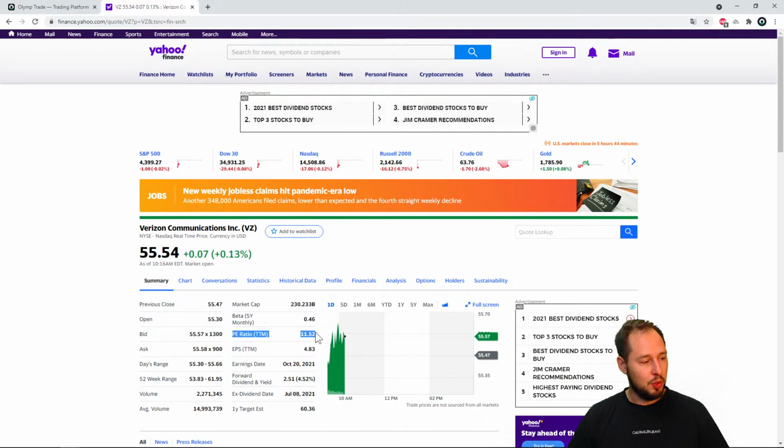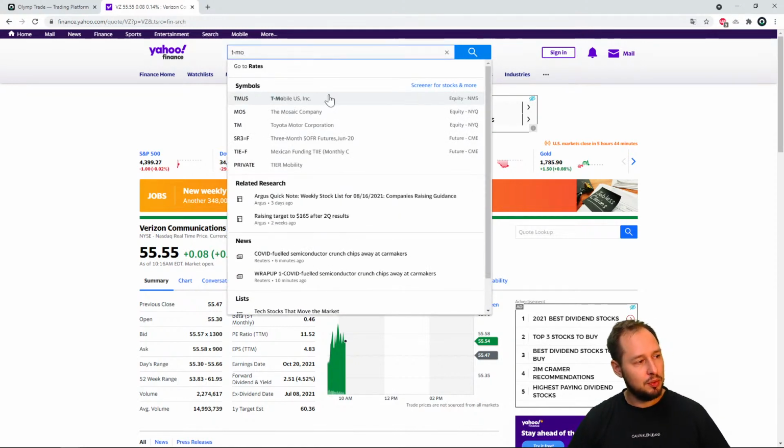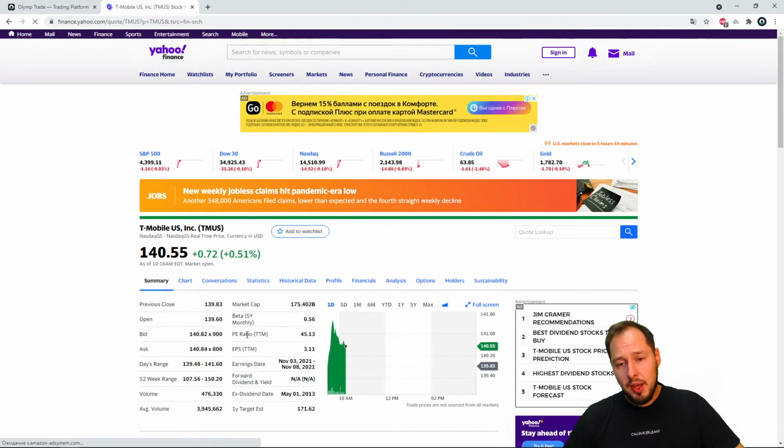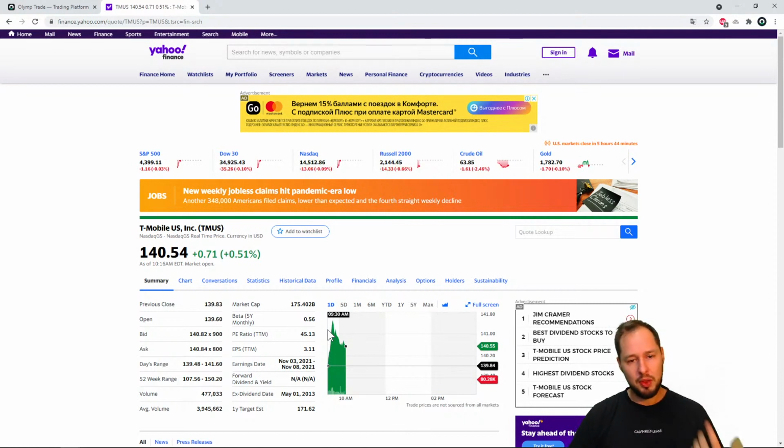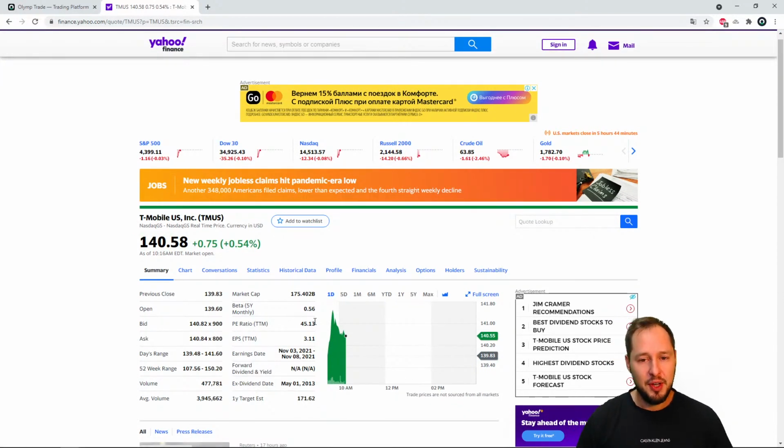Okay, so the PE ratio will be our main number that we are going to take into account, and we're going to make a comparison between Verizon, here with the 11.5 PE, and the other company, T-Mobile United States, with a PE ratio of 45.1. The larger the number we have here, the worse it is for the company.